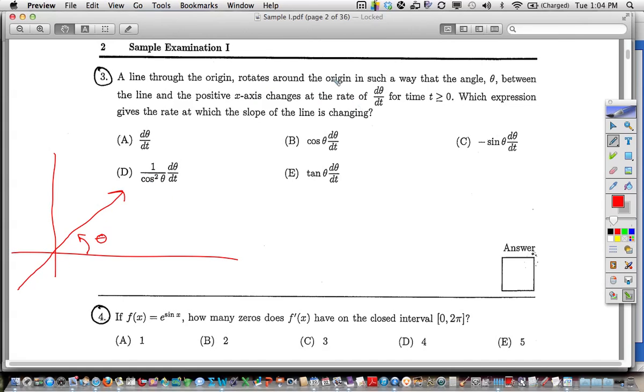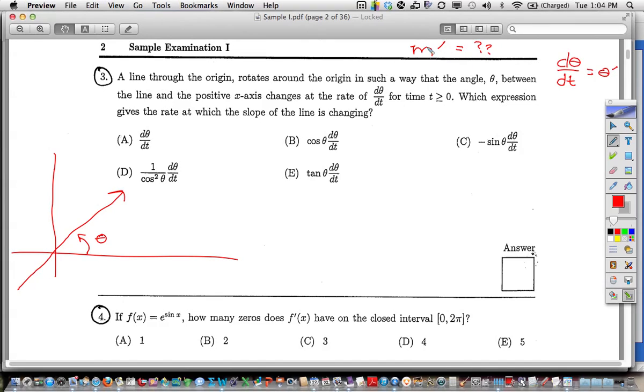So it's asking about theta, this angle theta. D theta dt, remember, would be the same as theta prime. Okay? So as this thing rotates, theta is changing, but the slope would also be changing, right? And so what could we label the slope? What do we usually label slope? M, right? So what would be the rate that the slope's changing? M prime. So what they're asking for is M prime.